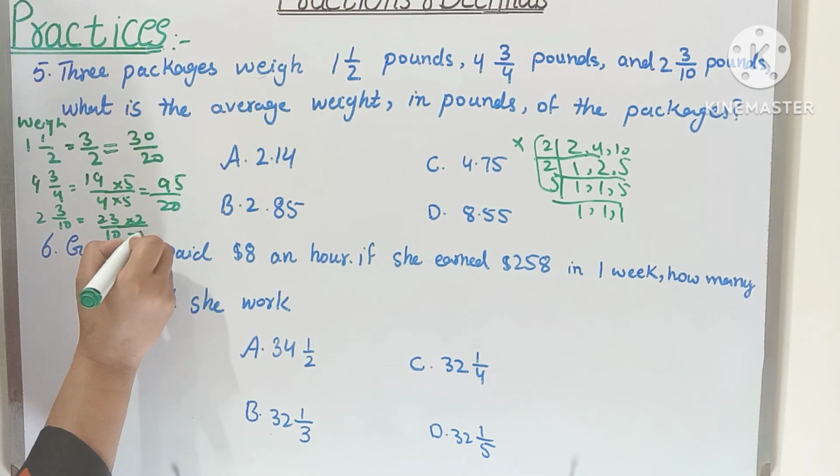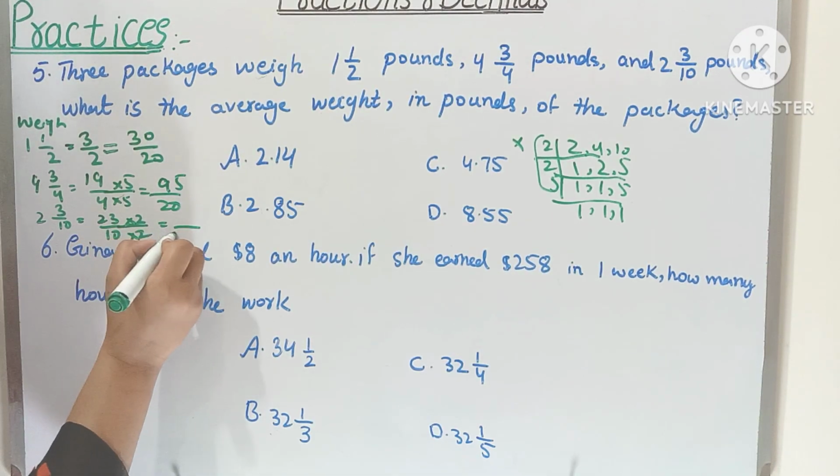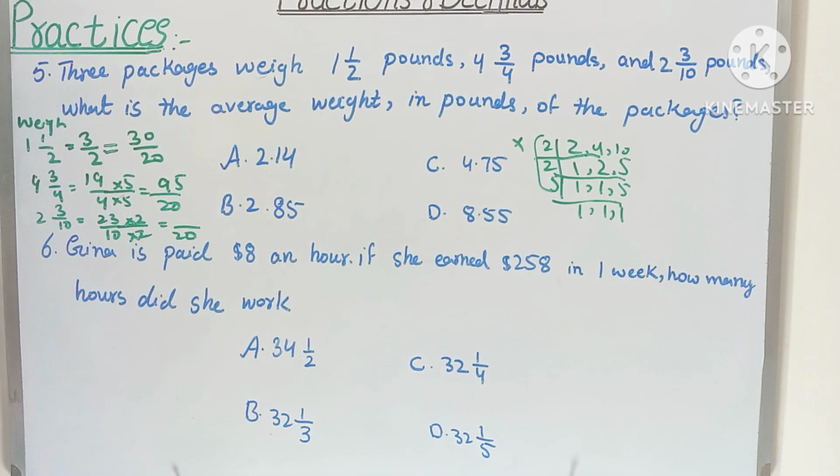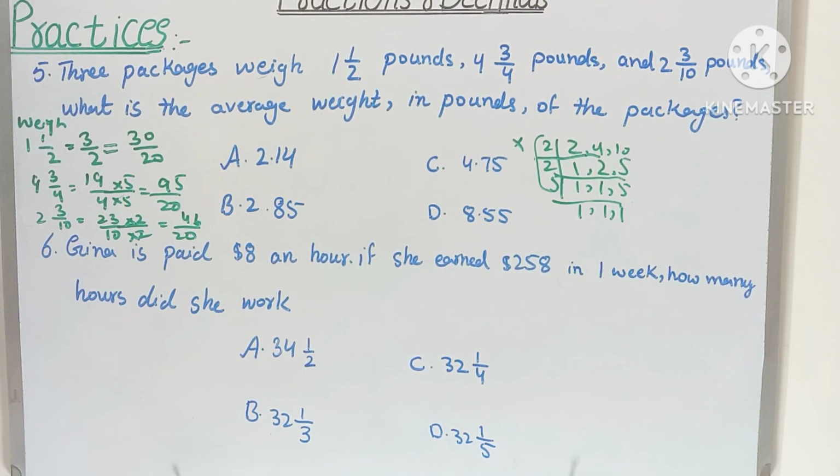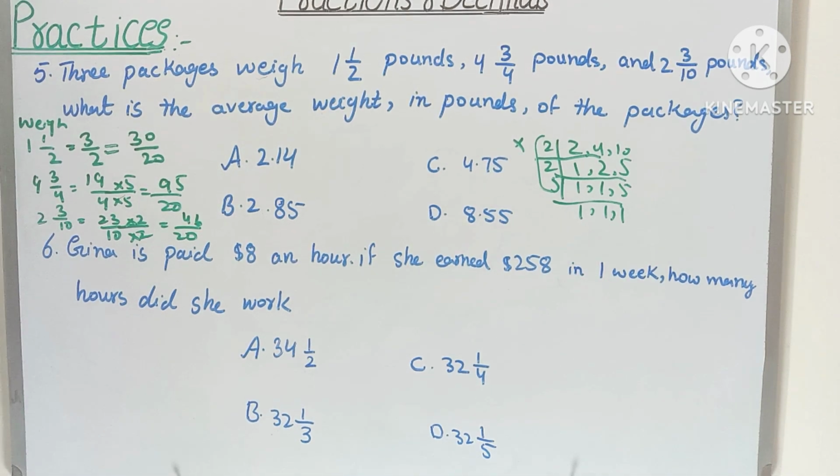Now multiply by 2, 10 to the 20. So 46 over 20. Now 46 over 20. Now we will do the next step.